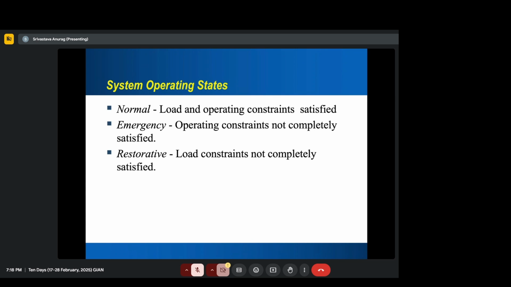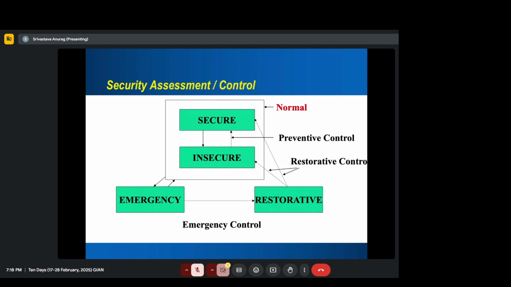Operating constraints are not satisfied, and some loads are off. In restorative, of course, we are trying to restore the load which was lost, leading to emergency, and operating constraints are not satisfied. So, just for the security assessment, which sometimes we call operational reliability, because it's not cybersecurity, it's operational reliability, operational security, in different control action, which will result into.